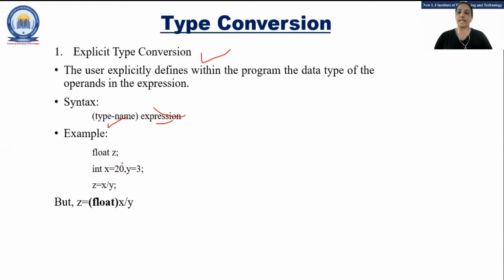Fine. One small example. Float z, integer x equal to 20 and y equal to 3. Z equal to x divided by y. So what should be the answer in z? X and y both are integer. That means integer division will be done. But left side variable is a float. So what should be the answer in z that I want?